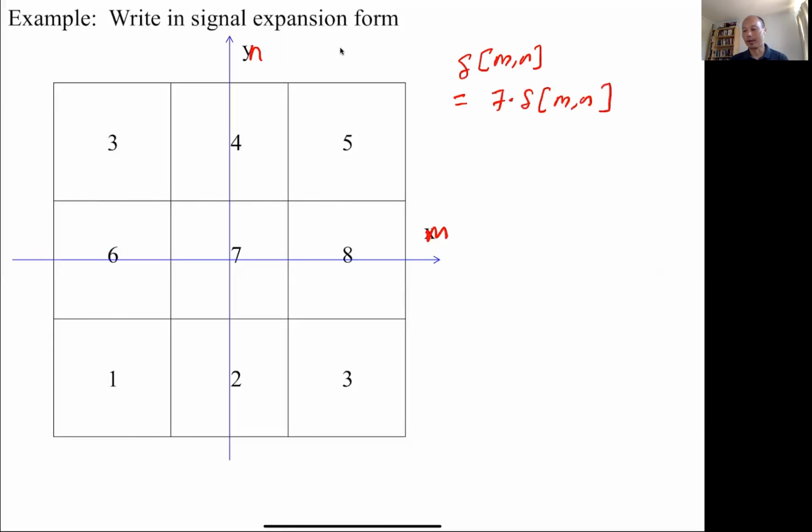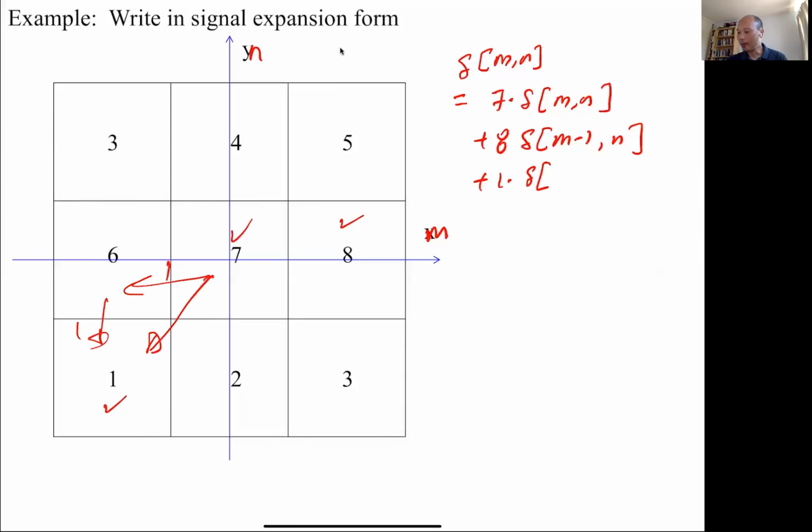Okay, because that's the Kronecker at the origin, plus 8 times it's shifted over by 1 along the m-axis. Okay, so we've done 7 and 8. Let's do number 1, plus 1 times delta. Now this is shifted this way, so we went 1 this way and then 1 this way. So that's going to be m plus 1, n plus 1. And you can go on and fill out the whole thing, but it's important to note that the sign here tells you whether you shift to the left or to the right or up or down.